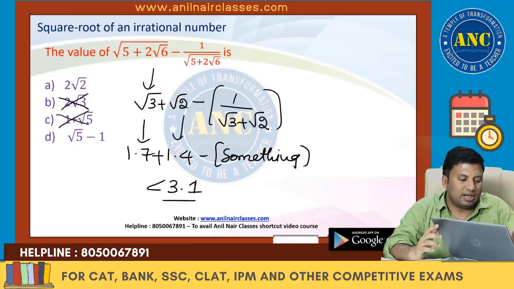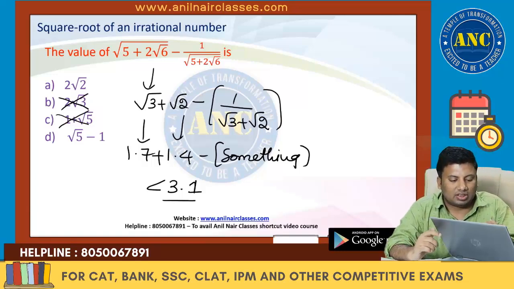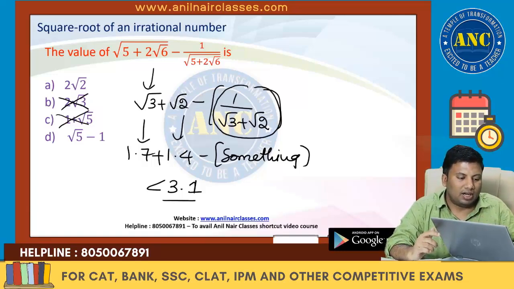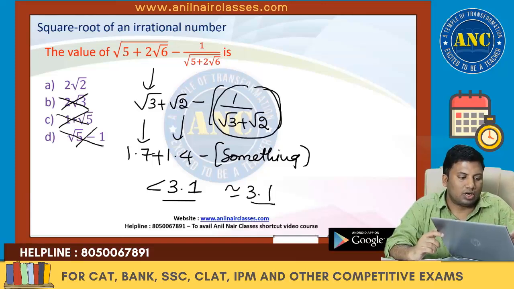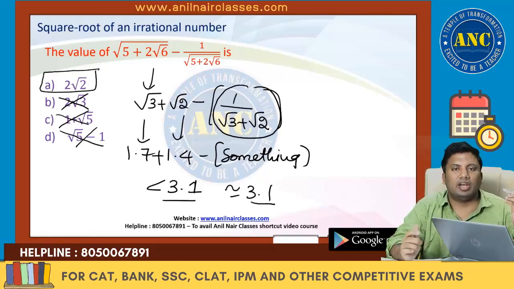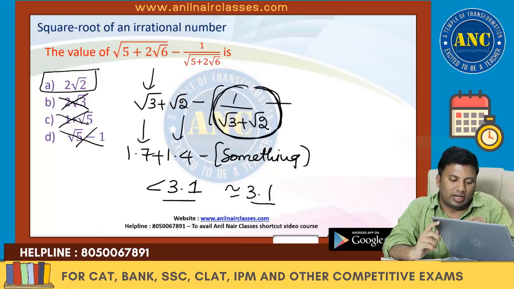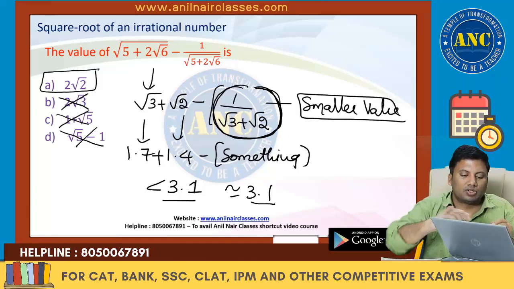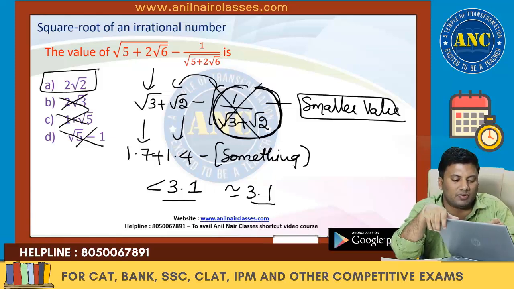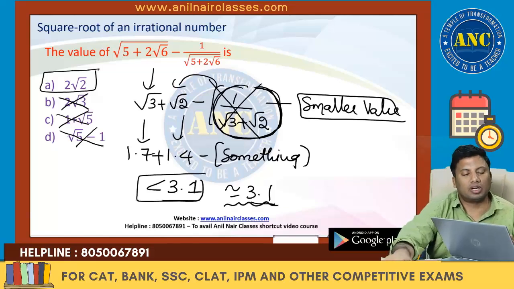This is out and it is out. These are out. So these are nothing but a negligibly smaller value. Answer should be closer to 3.1. Directly without rationalization, you will get the answer as 2 root 2. 1 by root 3 plus root 2 is a very smaller value, very small compared to this value. Answer should be less than 3.1 and it should be closer to 3.1.